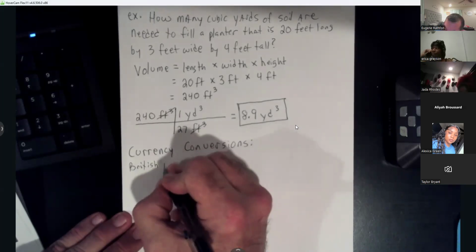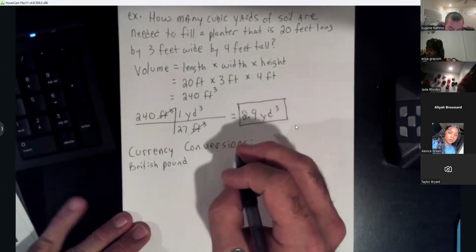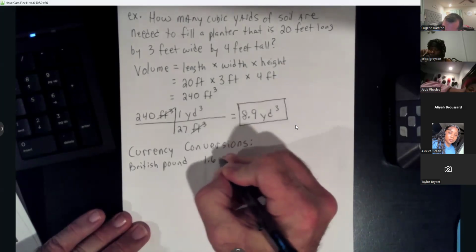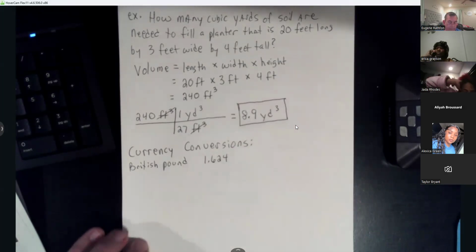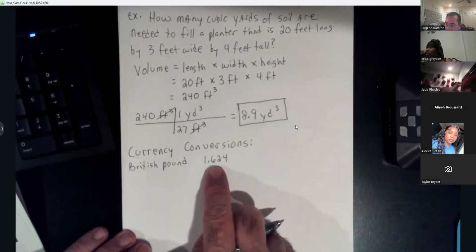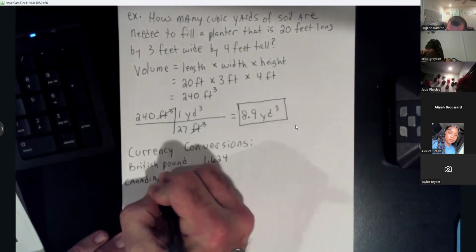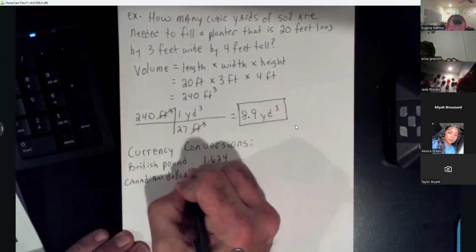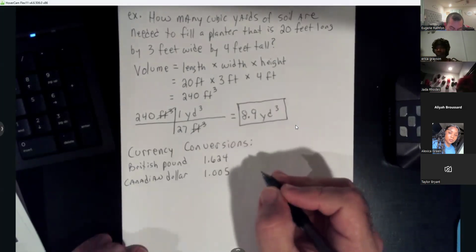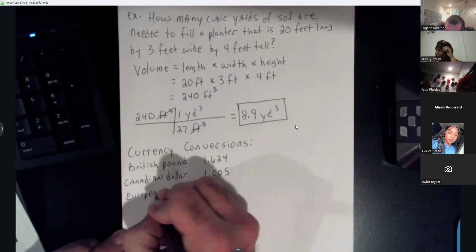So the British pound. So each dollar is worth 1.624. So these are the American dollar conversions, okay? You got the Canadian dollar. That is 1.005 US dollars. The European euro.